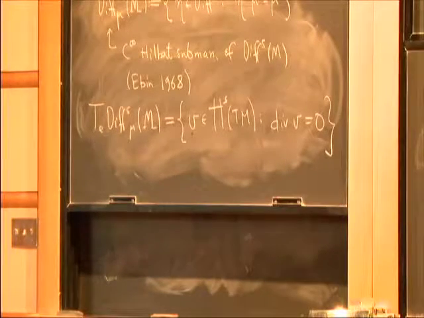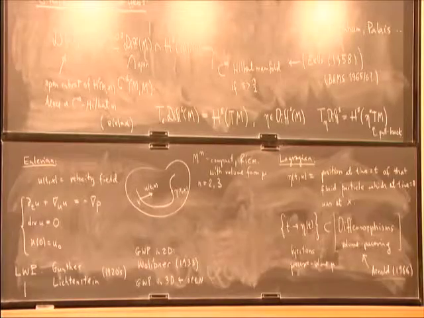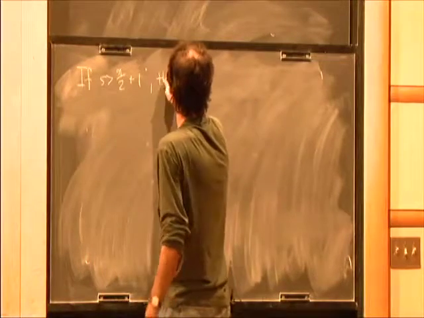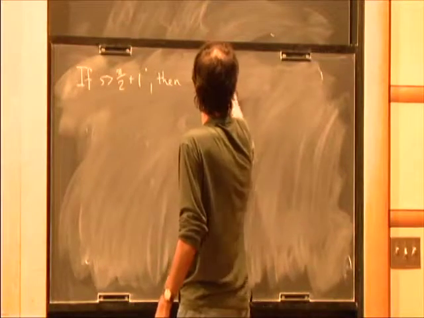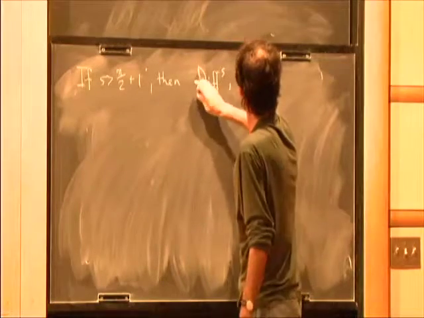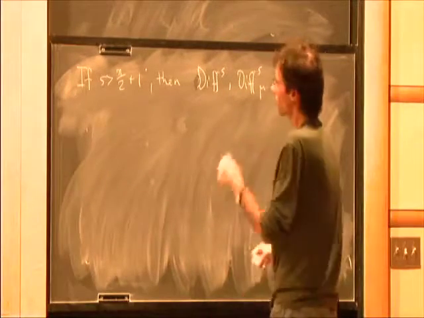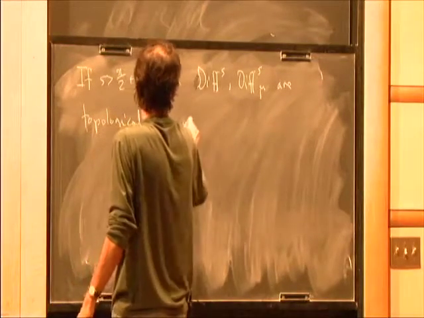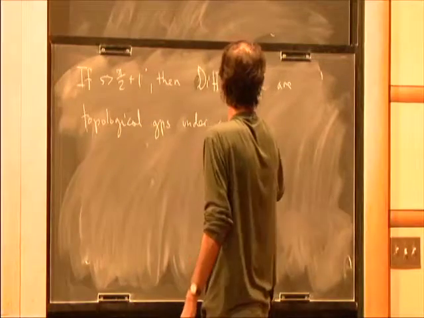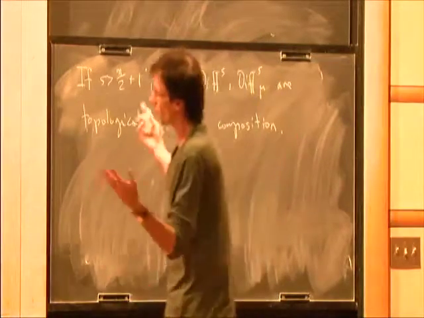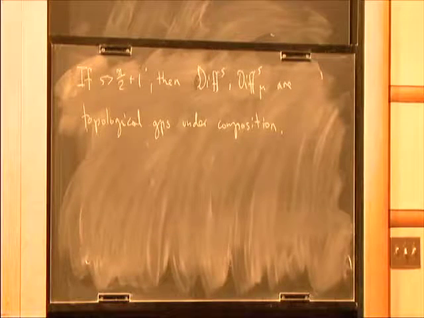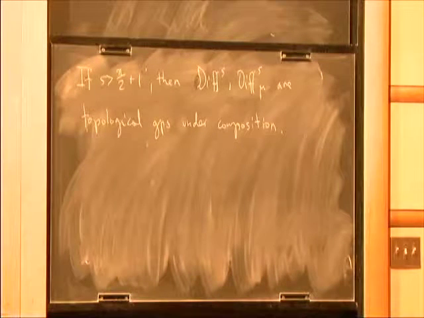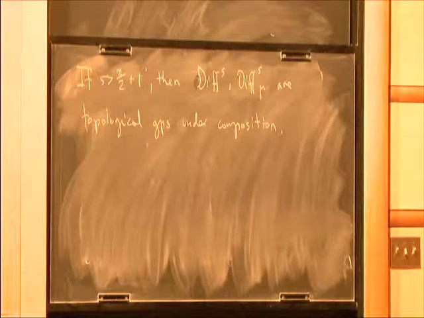Now, what about the group structure? Well, first of all, if s is greater than n over 2 plus 1, it turns out that both Diff^s and Diff^s_mu are topological groups under composition, of course. Now, in order to show this, one needs some facts from Sobolev theory about compositions of H^s diffeomorphisms with themselves and with H^s functions.